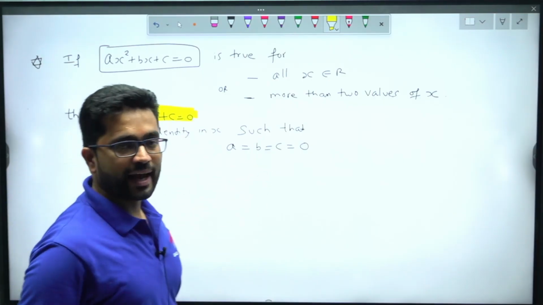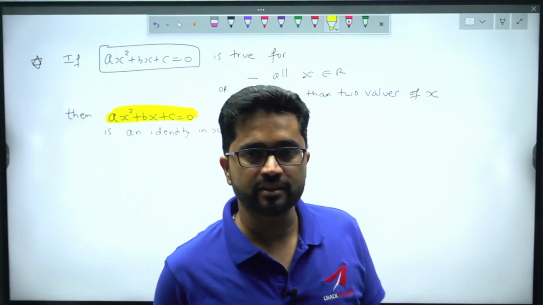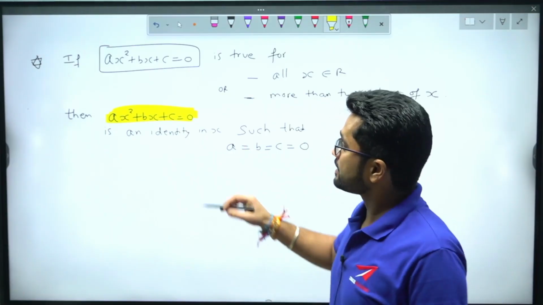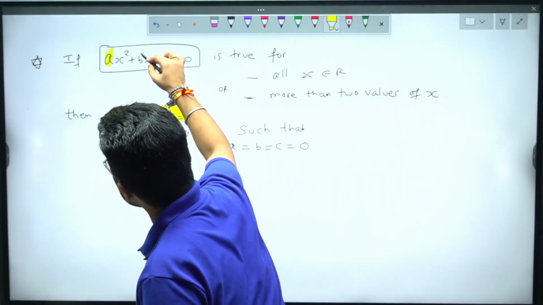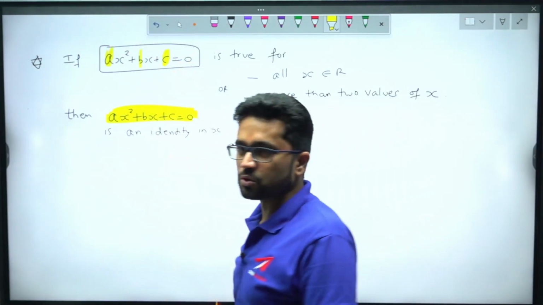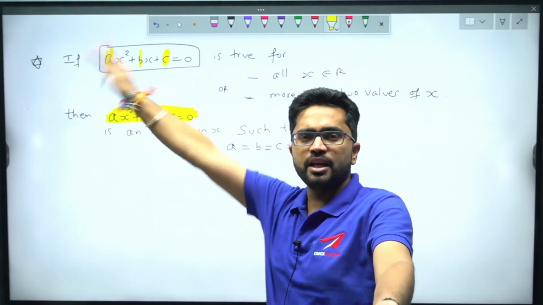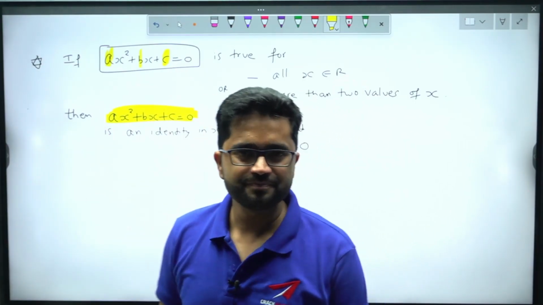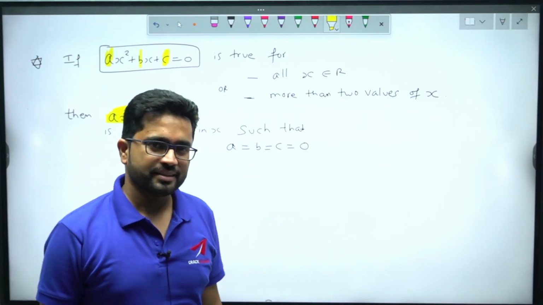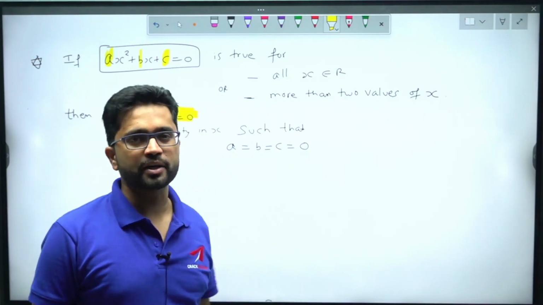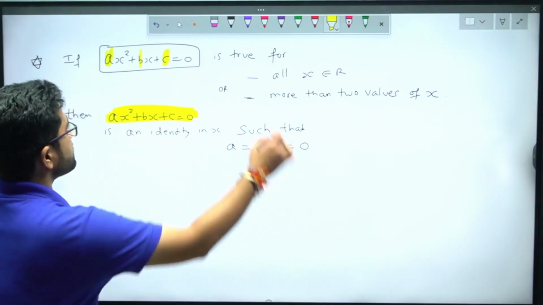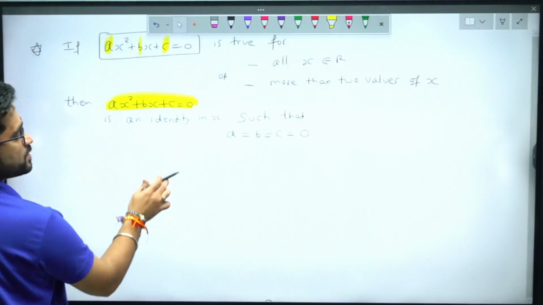Identity in x. And what would be the condition that it is acting as an identity? Yes, all the coefficients should be 0. If all the coefficients are 0, then pick any x, LHS is equal to RHS. That's it. Okay, guys, that is the concept of identity, specifically quadratic identity. You can extend this discussion up to cubic as well.